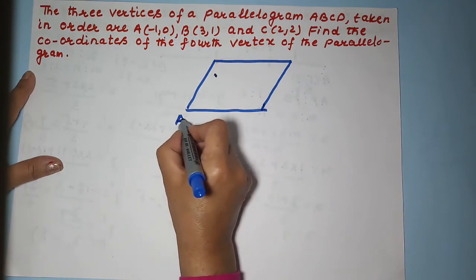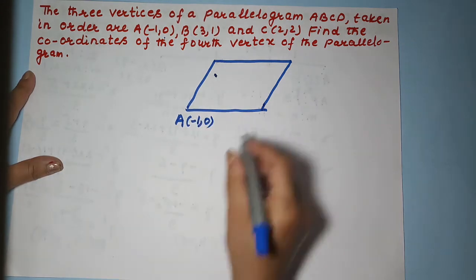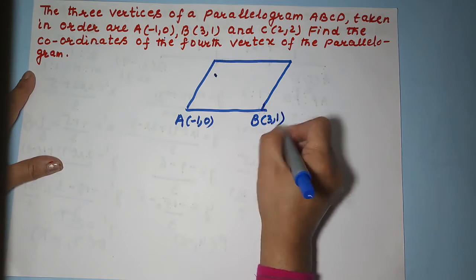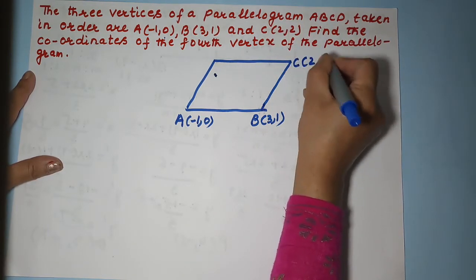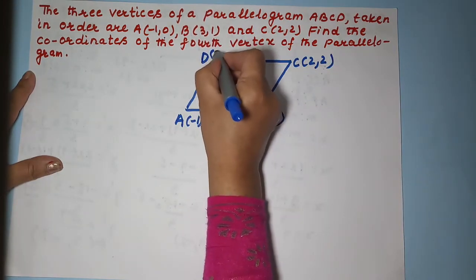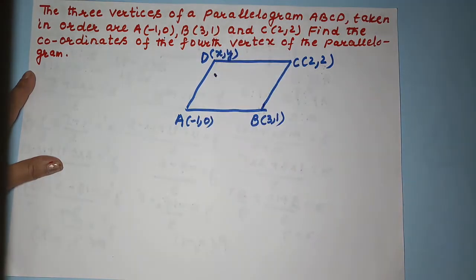So what are the coordinates of A? -1 and 0. What are the coordinates of B? You have to take them in order. You can't take them randomly. Then you have C, which is 2 and 2. And the fourth vertex we don't know. Let us keep it X and Y. This is what we have to calculate.